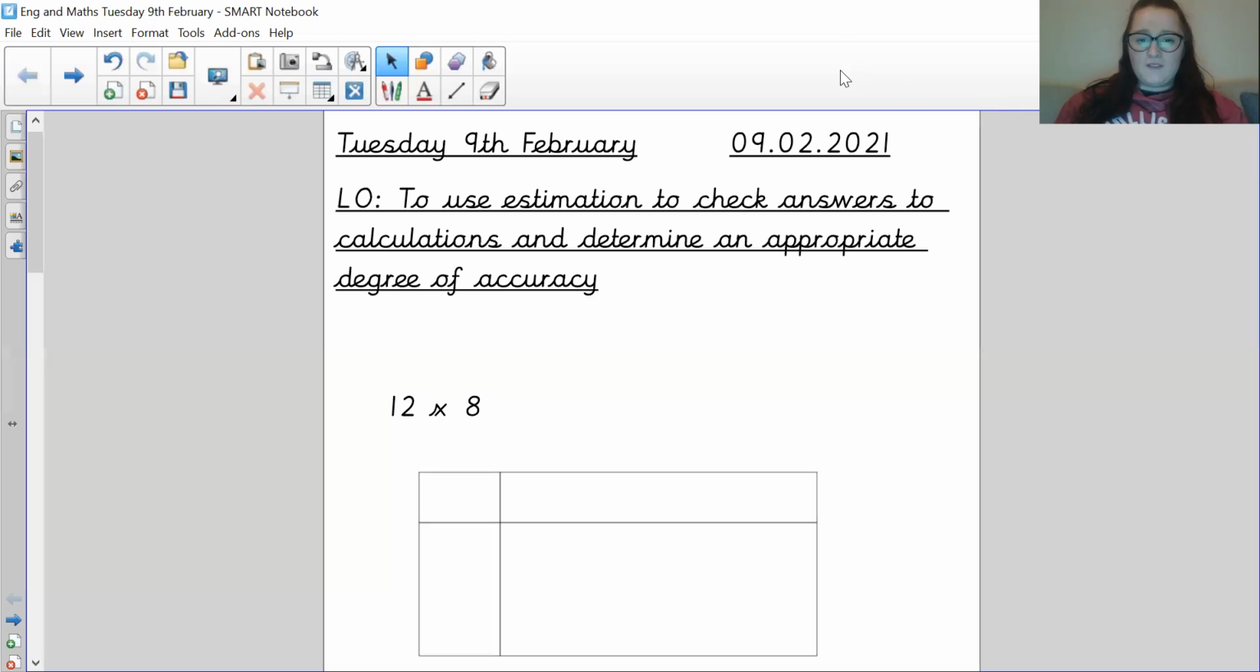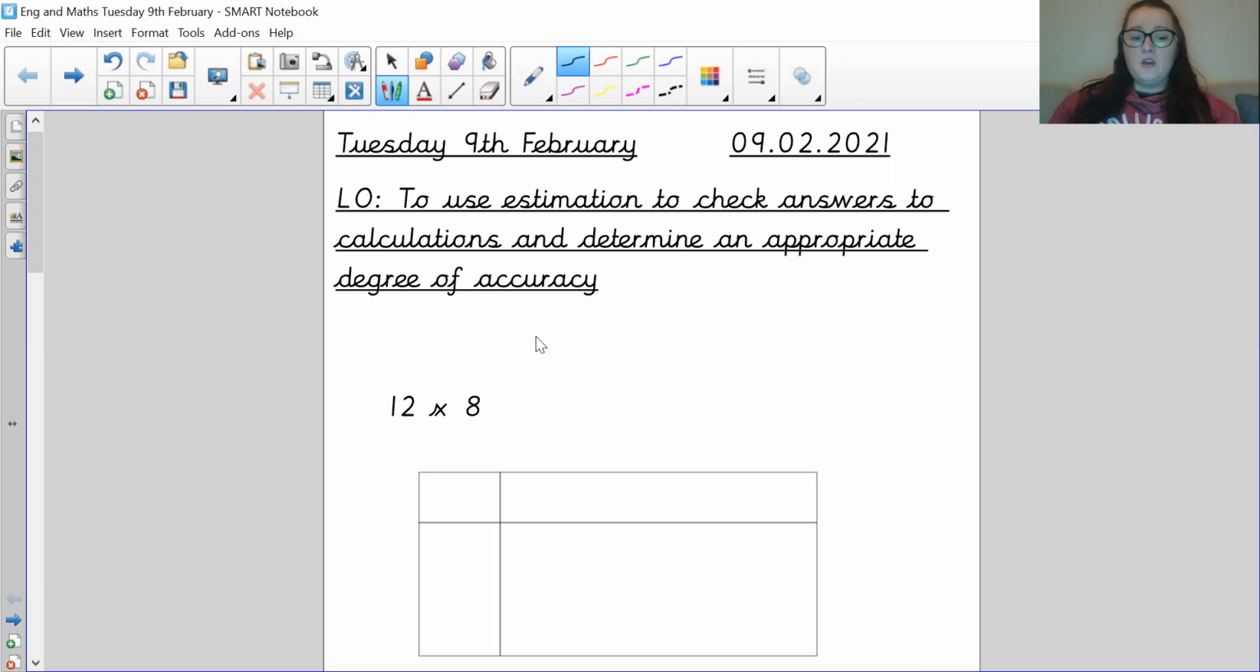So, first of all, I've got this question here, and it says 12 times 8. Now, we know our 8s times tables, and I've done you this one just to show you what we're going to do. So, normally, while we're doing the grid method, we put the x in here to show that we're multiplying, and we put the 8 here, and we put the 12 here. But sometimes working out like 12 times 8 can be a bit tricky. What we can do is make it a little bit simpler just to get an estimation.